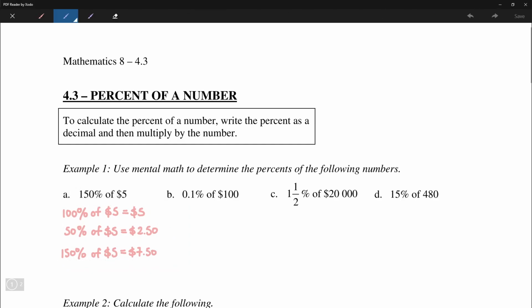So next, we are looking at 0.1% of $100. So 100% of $100 is of course just $100. So it makes sense that 1% of $100 is $1. And finally, 0.1% will be 1/10 of 1%. So therefore, 0.1% of $100 will be $0.10, or just 10 cents.